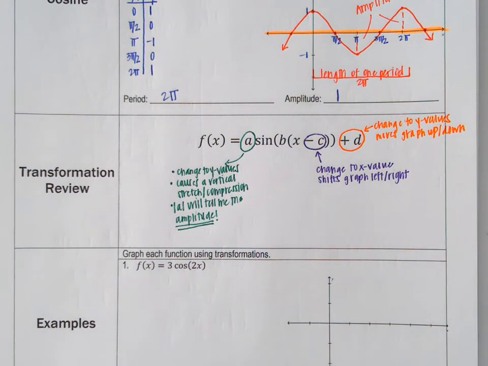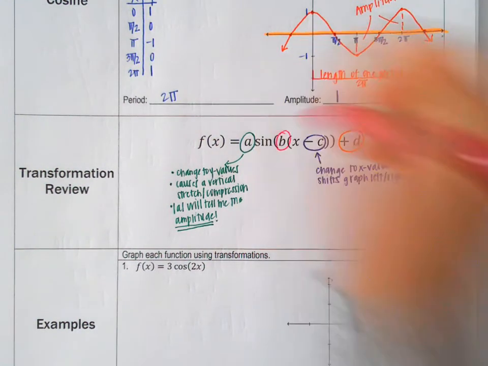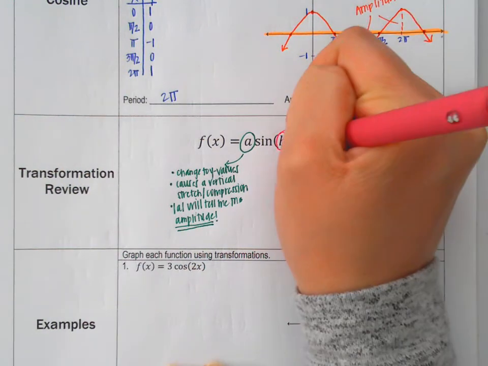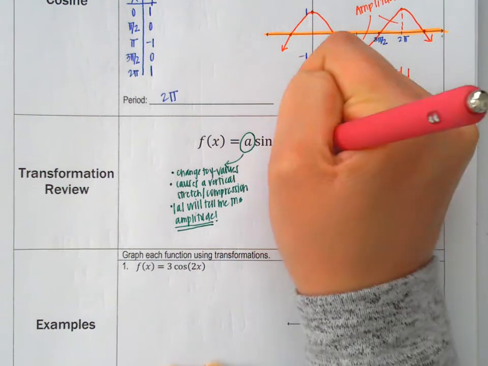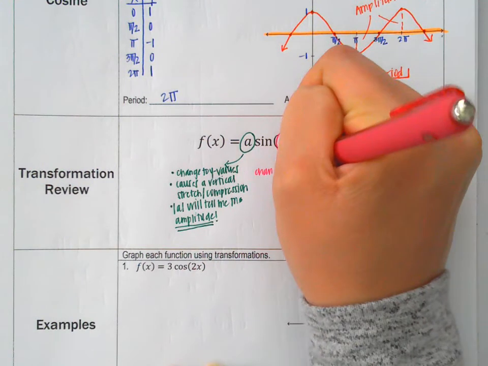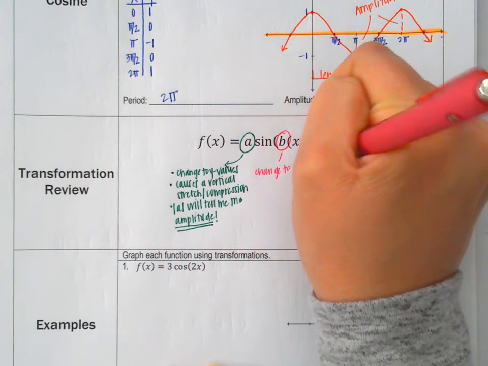Okay, so last part, let's look at B. So B, is that within the function or is that outside the function? And that is within the function. And so if it's within the function, is that a change to the X or a change to the Y? And that should be a change to the X values.